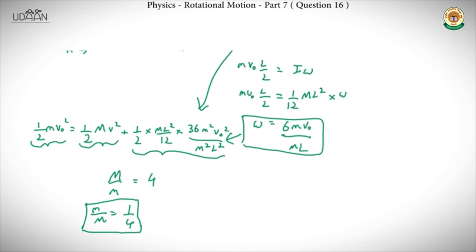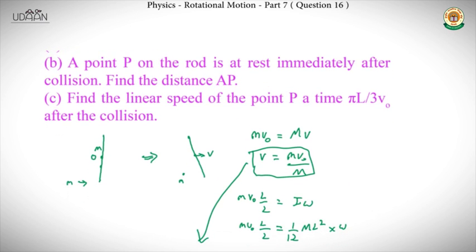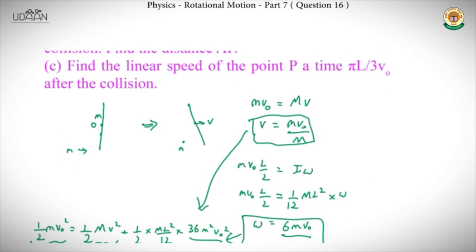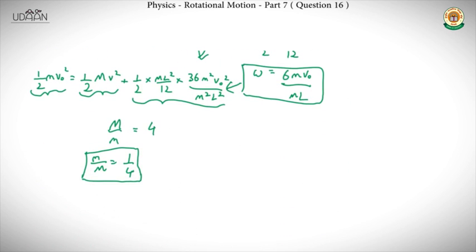Now moving on to the next part of the question, which says a point P on the rod is at rest immediately after the collision. Find the distance AP. Now for this part, we'll have to write down the velocities of every part of the rod just after the collision, right? So for that, we'll draw this diagram again. Let us see if this is our rod. Just after the collision, the rod will still remain vertical since it's just the next moment. This will now have the velocity of V, the center of mass.